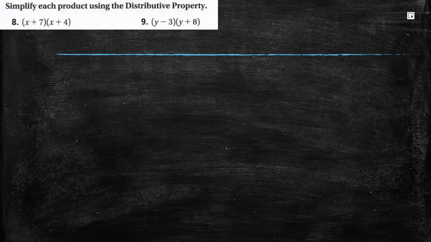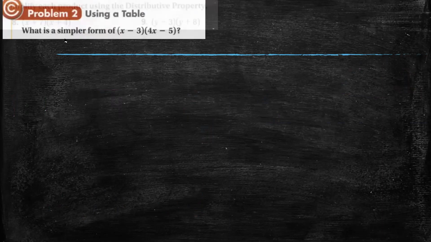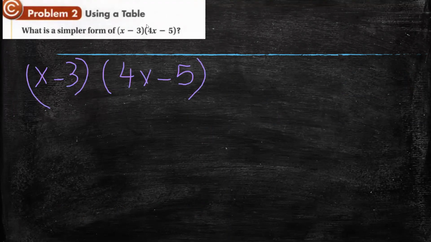Now, let's go to another way that we use to multiply two binomials. This way is called the table way. What do we have to do? The first step: look at them. I have x minus 3 and 4x minus 5. Look at the first bracket, the first binomial. How many terms do we have? 2.